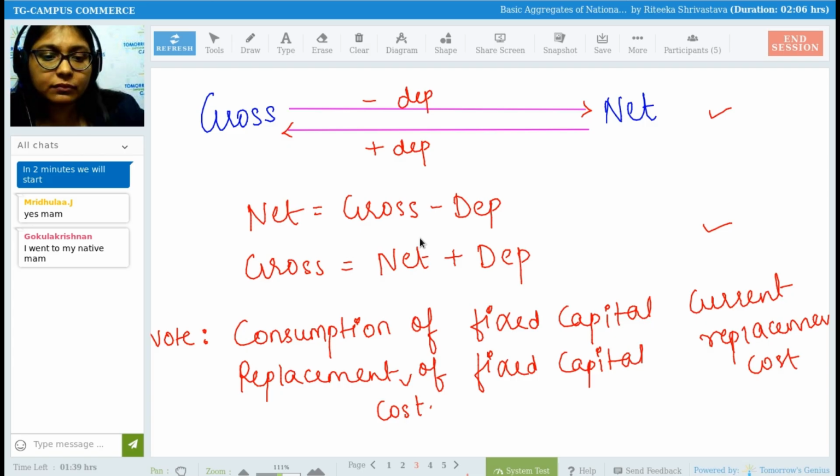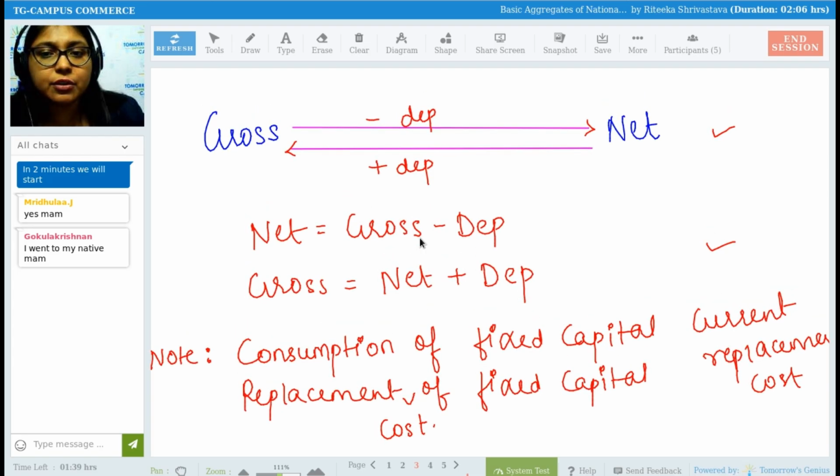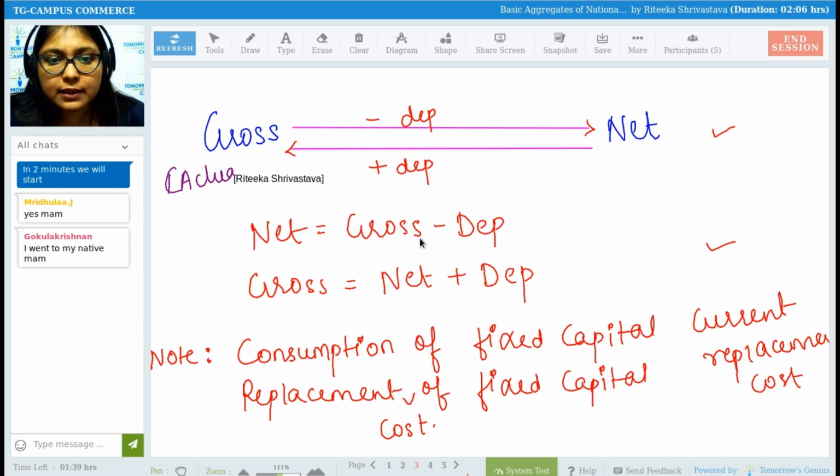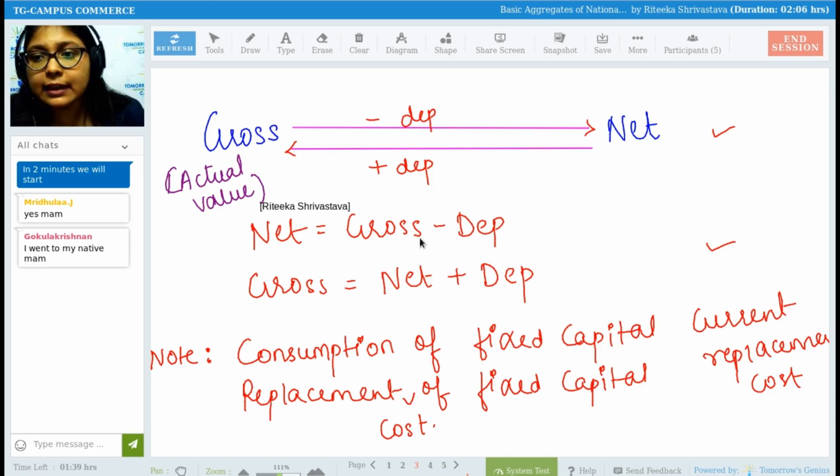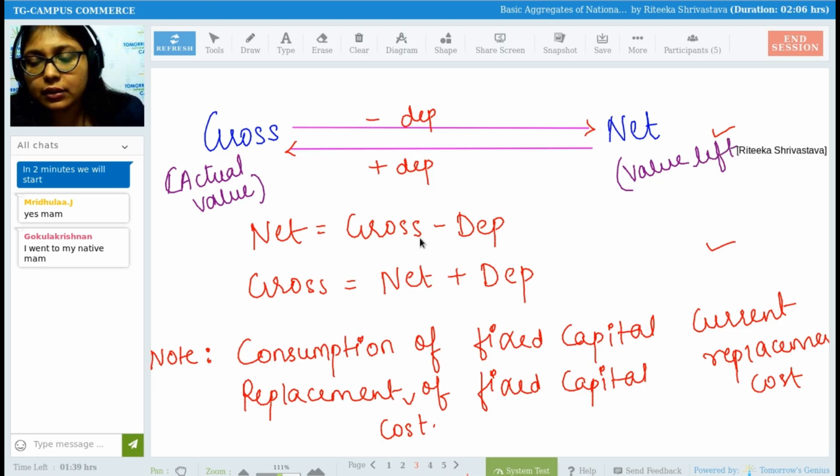Fine. So the first terminology, did you all understand? Gross and net. It has a relationship with depreciation. If you want, you can write it in brackets: gross is the actual value of goods, and net is the value left after deductions.